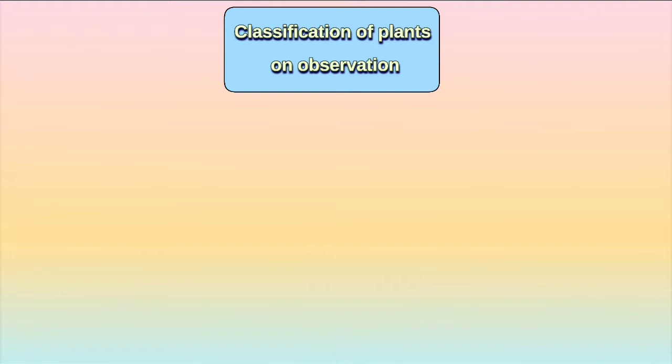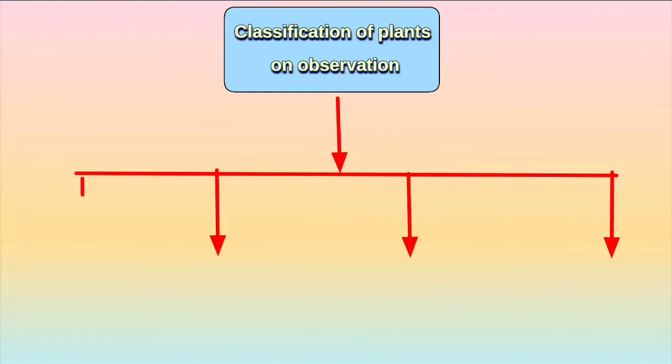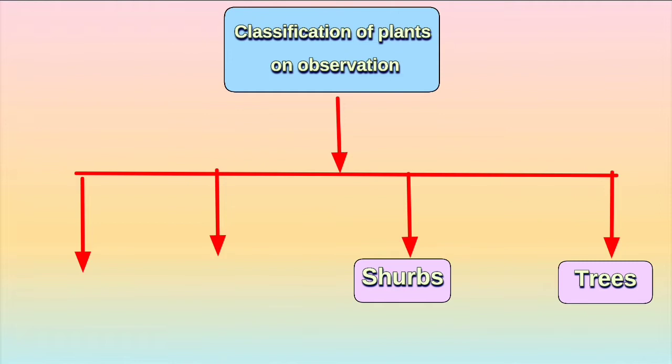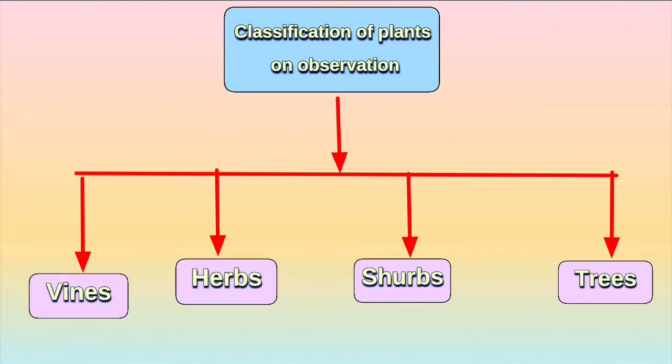Generally, on the basis of observation, or we can say on the basis of stem, plants are classified into four classes: trees, shrubs, herbs, vines.